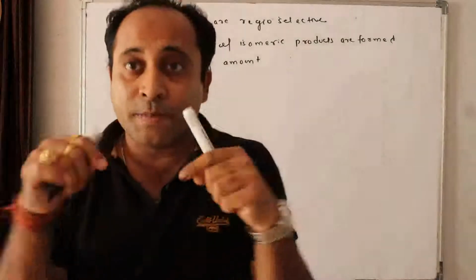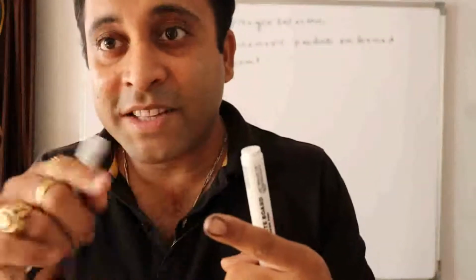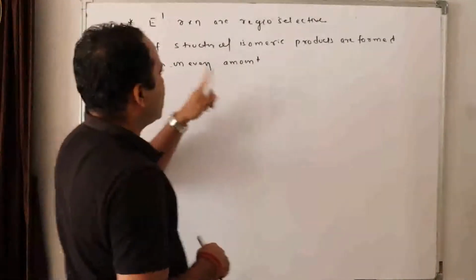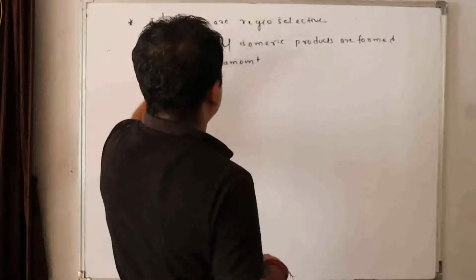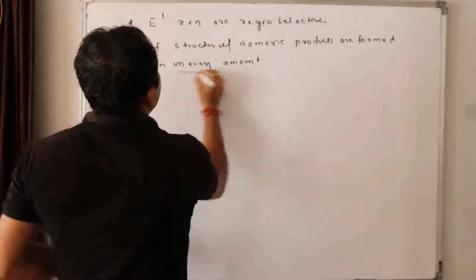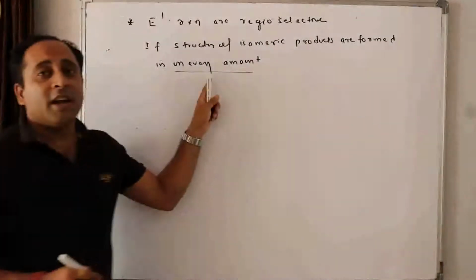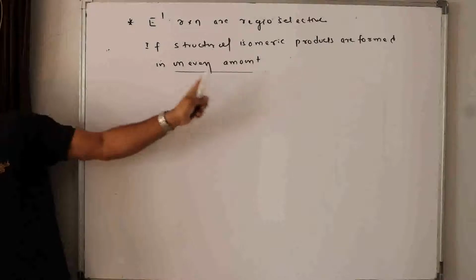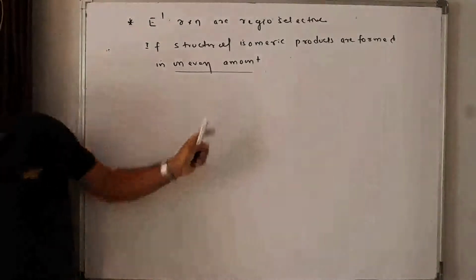What is regiospecific? When we give more emphasis on the reactants, we say it is regiospecific. Now here we are talking about regioselective. E1 reactions are regioselective if structural isomeric products are formed in uneven amounts. So E1 reactions are regioselective in nature. Example. With an example only we can understand.